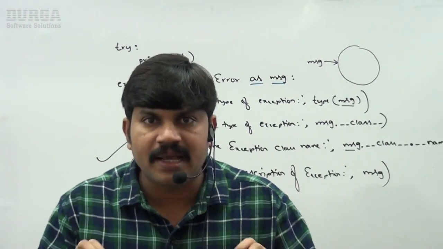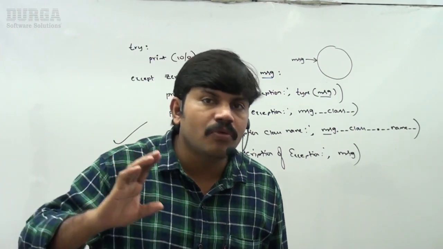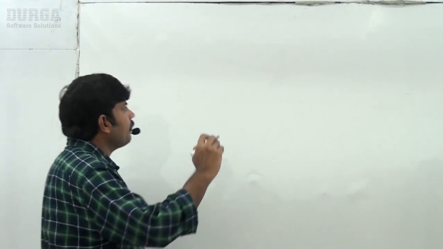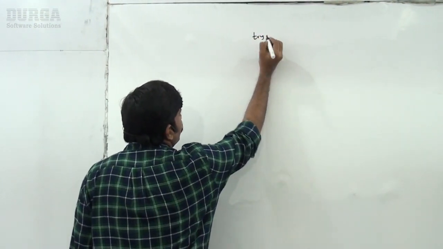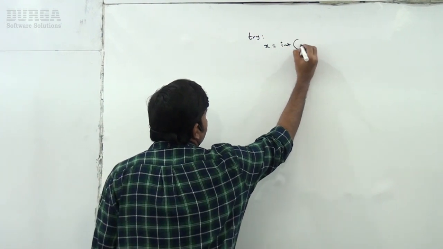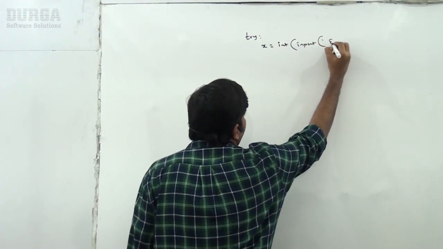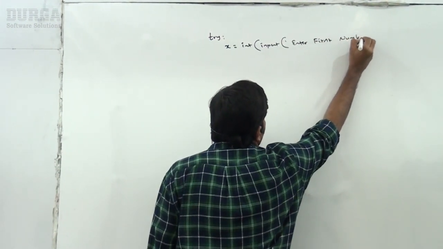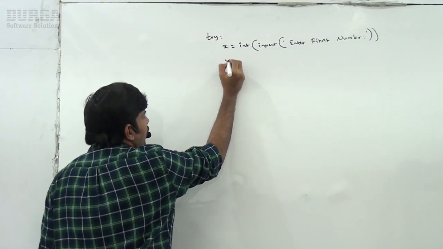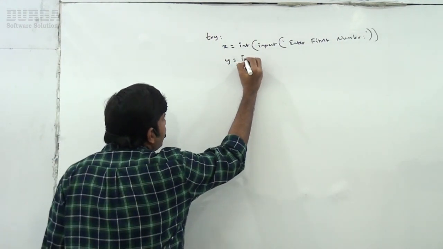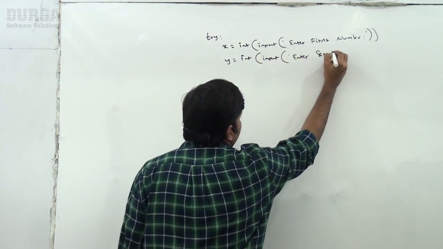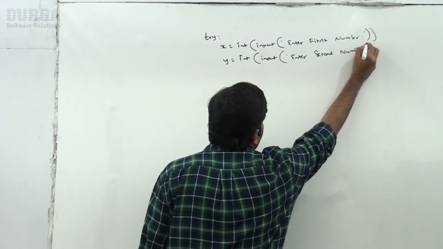So that's clear, there is no need for any more explanation about how to print exception information to the console. Let me go for one more example so that you will get much clarity. Just observe very carefully. Here I am taking a try block. x is equal to int of input of "Enter first number". Of course, this example we covered multiple times, even in the last session. y is equal to int of input of "Enter second number".